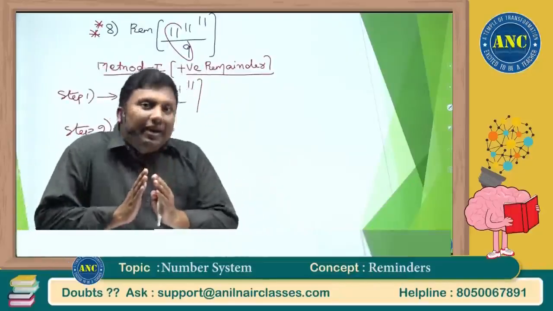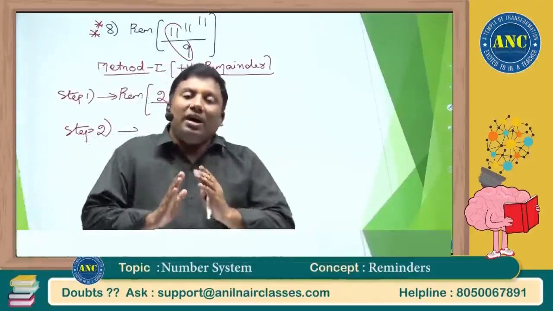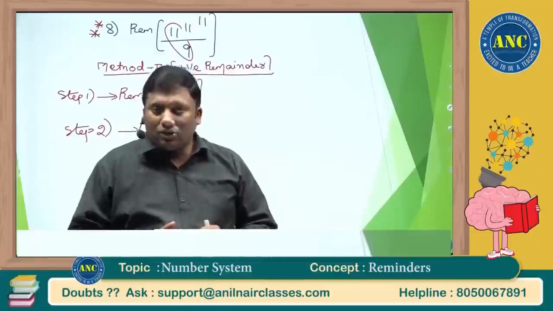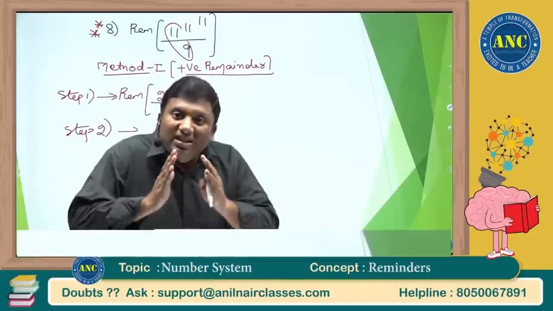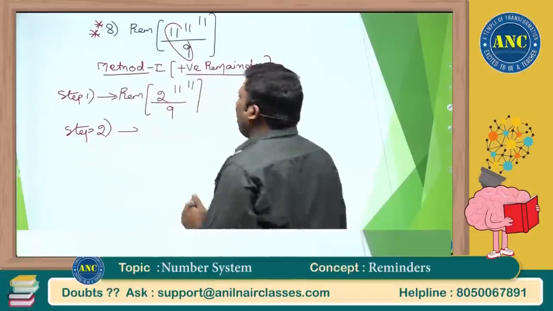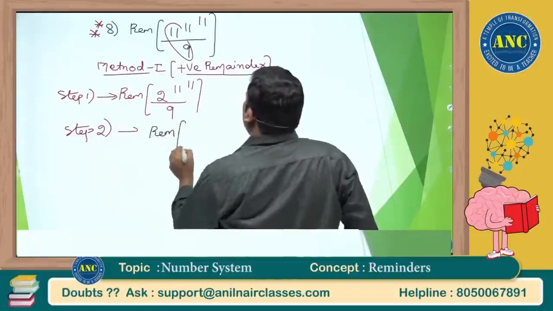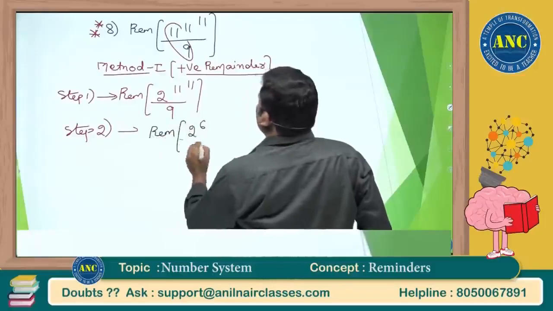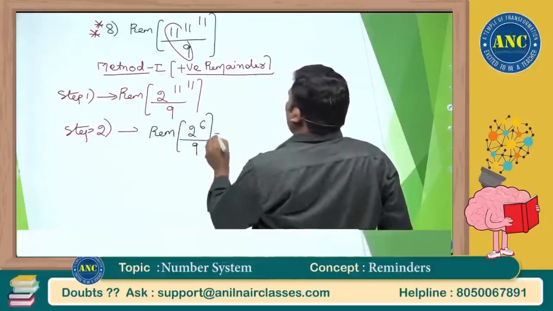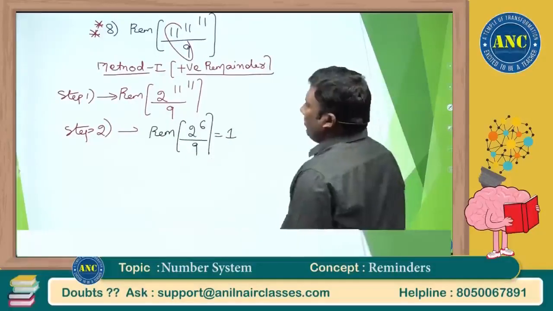2 cube divided by 9. 2 cube is 8. 9 ones are 9. Negative remainder is minus 1. So 2 power 6 is 64. 9 sevens are 63. Remainder is 1. Positive remainder: 64 divided by 9 is nothing but 1. 2 power 6 divided by 9 is nothing but 1.